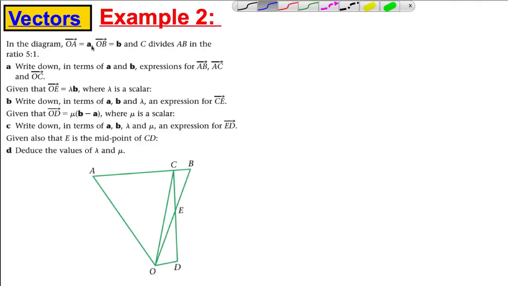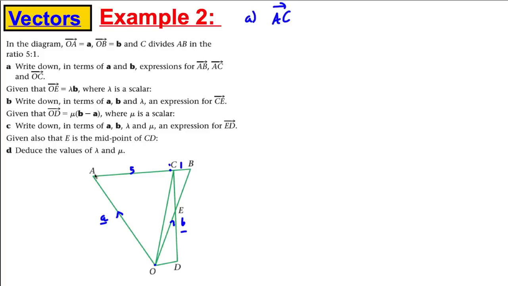O to A is vector little a. O to B is vector little b. C divides AB in the ratio 5:1. So therefore this part is 5 parts and this part is 1 part. Write down in terms of a and b expressions for A to B, A to C and O to C.